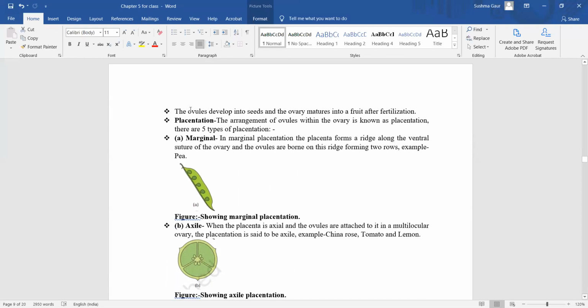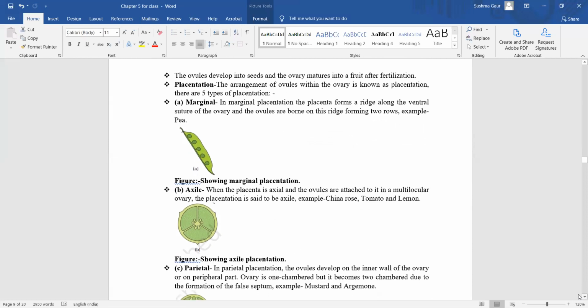And this is a very important thing, Shreya. You should remember that the ovules that are present within the ovary will develop into seeds. The complete ovary will mature into a fruit. This is a very simple thing, but many times people get confused in this. You should not get confused.